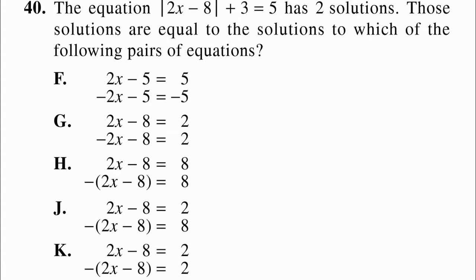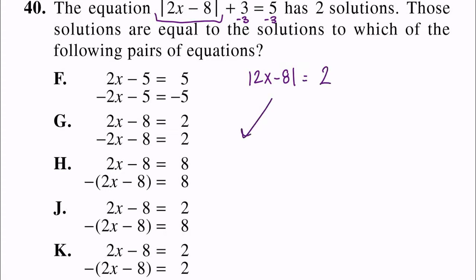So first of all, we have to get just the absolute value on one side and all other numbers on the other. So we can do this by subtracting 3 from both sides, in which case we get absolute value of 2x minus 8 is equal to 2.